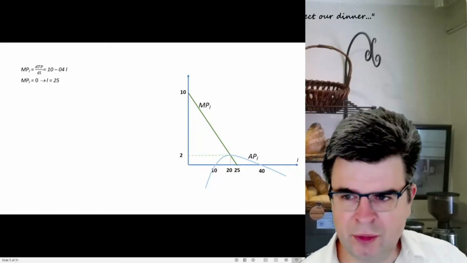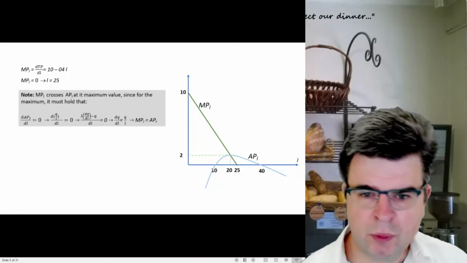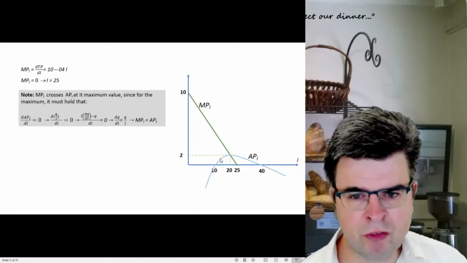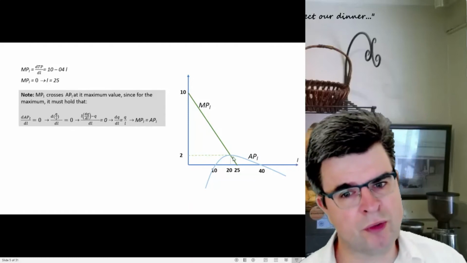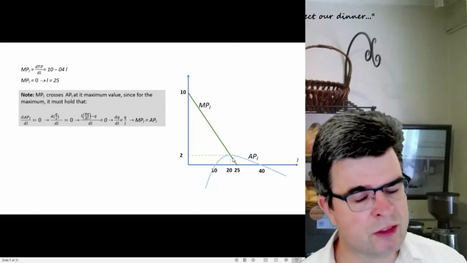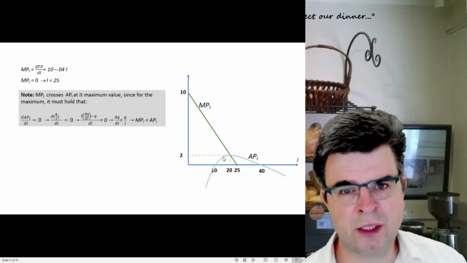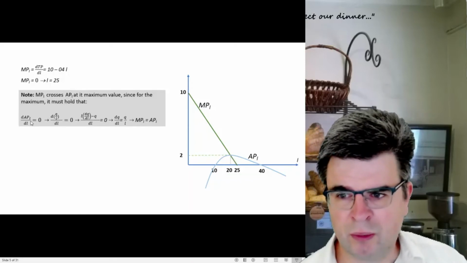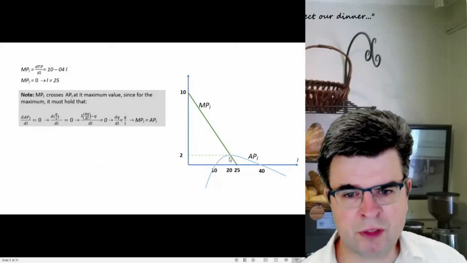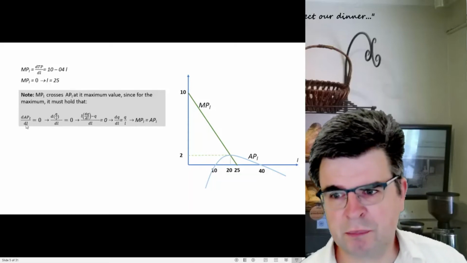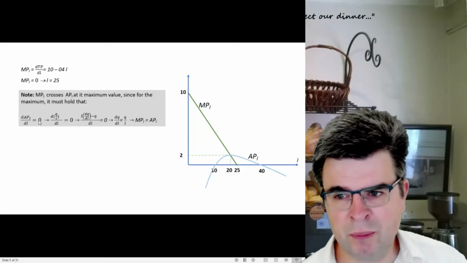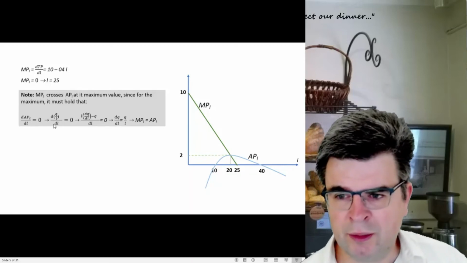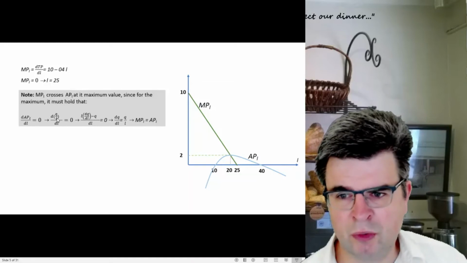Then on a side note, you can see that the marginal productivity of labor curve crosses the average productivity of labor curve at its maximum, and that's not a coincidence. Actually, you can derive that. The average productivity of labor curve by definition reaches its maximum when the derivative with respect to labor is equal to 0. Now we replace this average productivity by Q over L.